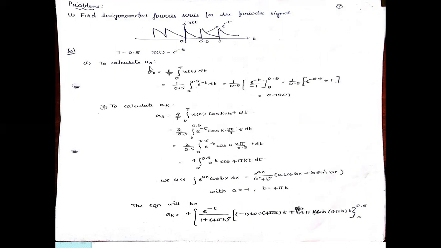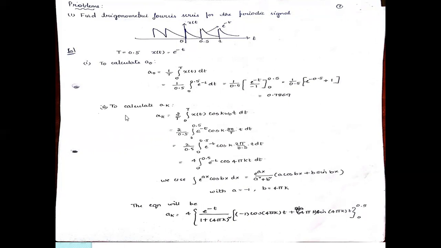a naught is equal to 1 by T, integral 0 to T, x of t dt. X of t is given, the exponentially decaying signal with a period of 0 to 0.5. So 1 by 0.5, integral 0 to 0.5, e power minus t dt. Apply the integral for e power minus t dt and substitute the upper limit 0.5 and the lower limit 0, we'll get 0.7869 as the value of A0.